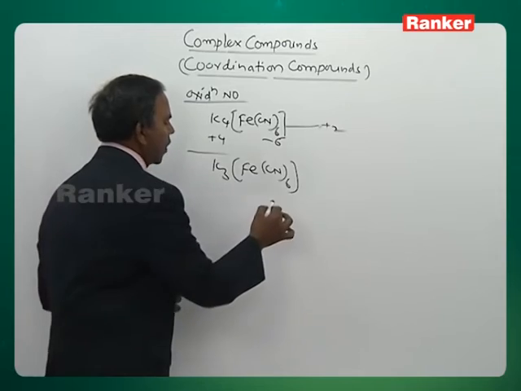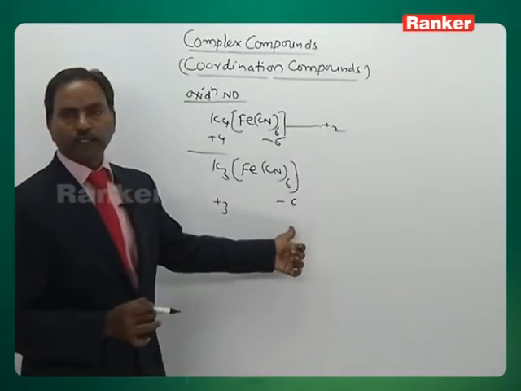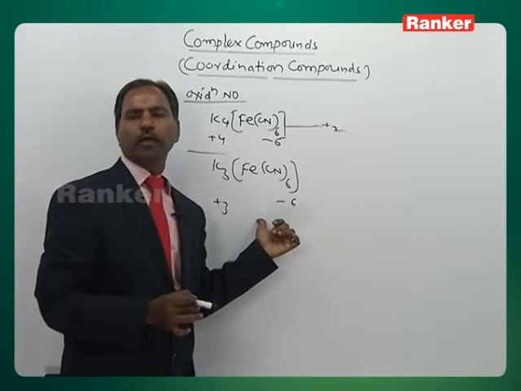Come to the next one. How many ligands are there here? Minus 6, and potassium plus 3. Out of 6 charges, 3 charges are satisfied by potassium ions, and the remaining 3 are satisfied by iron.